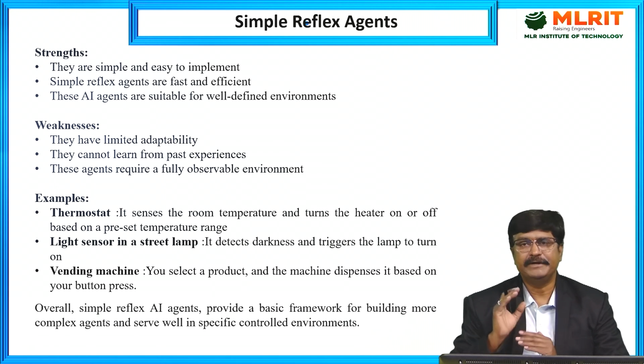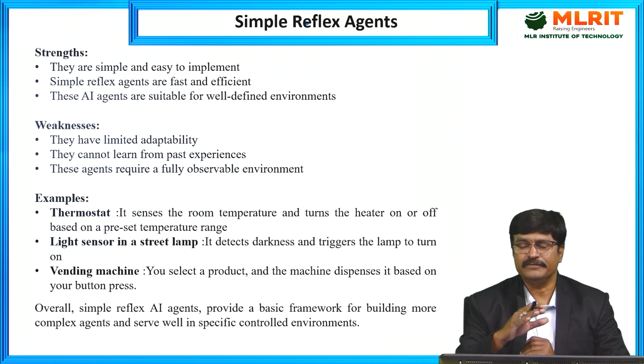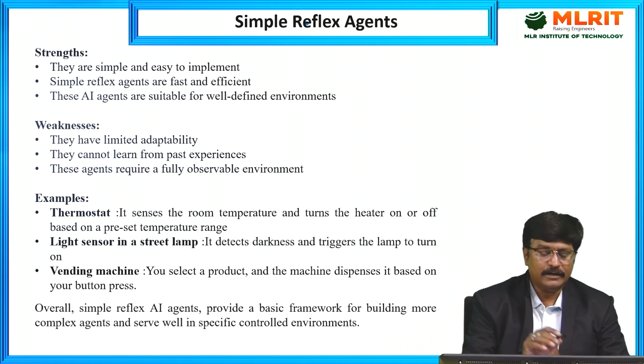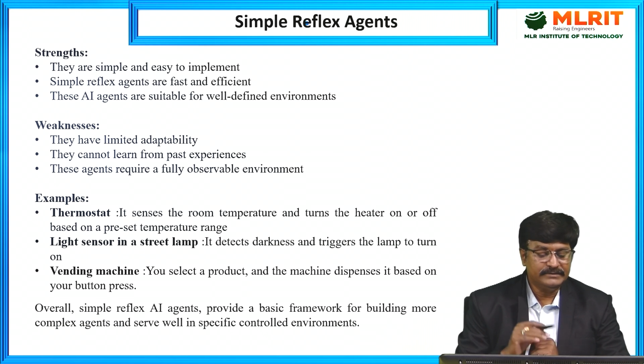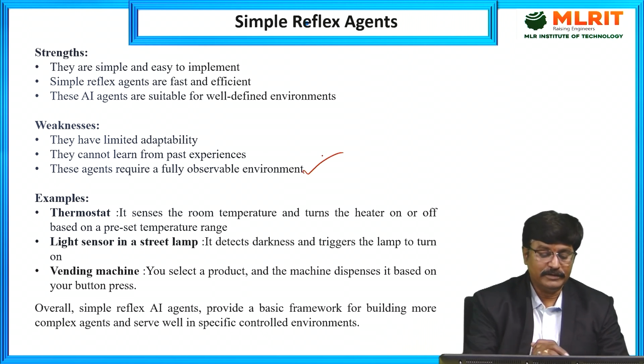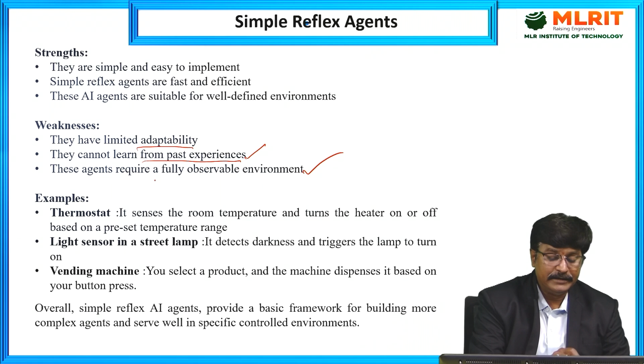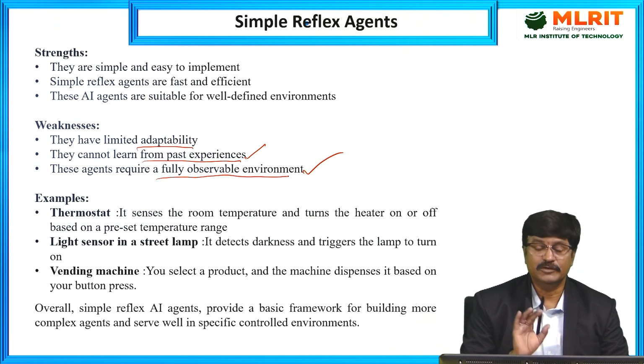They have limited adaptability. That is one thing. They cannot learn from past experience. It doesn't consider the previous history. So that is the problem. They cannot learn. And these agents require only a fully observable environment. Those are the weaknesses in these cases: limited adaptability, and they do not consider past experience, so they don't have any experience. And they are only suitable for the fully observable environment.